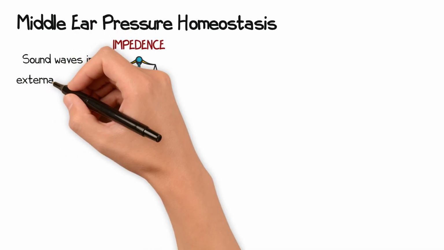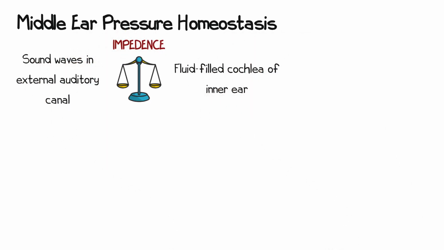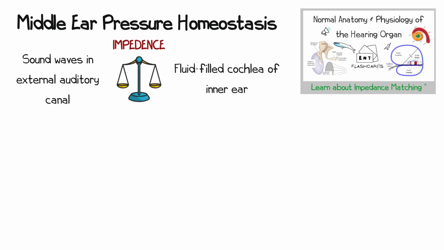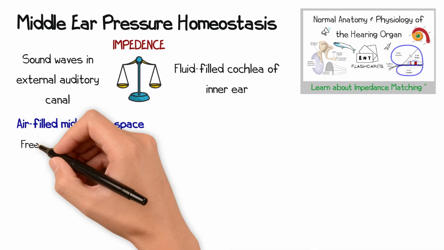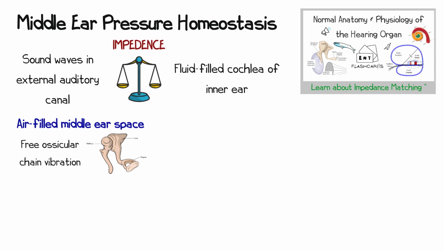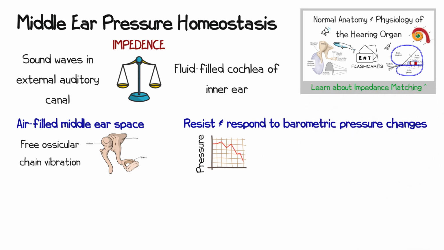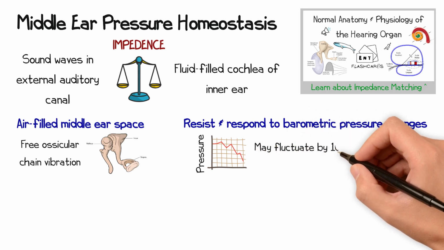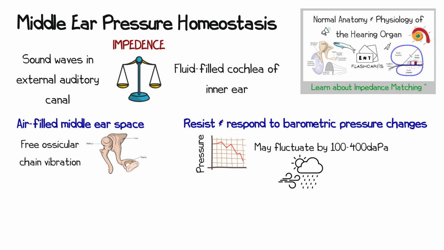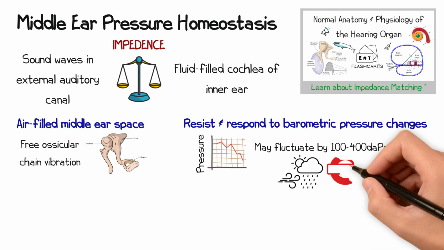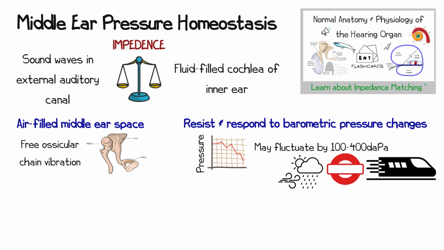As we know, the middle ear serves to match the impedance between sound waves in the external auditory canal and the fluid-filled cochlea of the inner ear. This requires an air-filled middle ear space, which allows the ossicular chain to vibrate freely. Barometric pressure changes constantly. The middle ear must therefore be able to resist and respond to these fluctuations while maintaining a stable acoustic environment. Even in daily life, ambient barometric pressure may fluctuate by 100 to 400 decapascals due to weather patterns, lifts or changes in altitude, like on the underground or on high-speed trains.